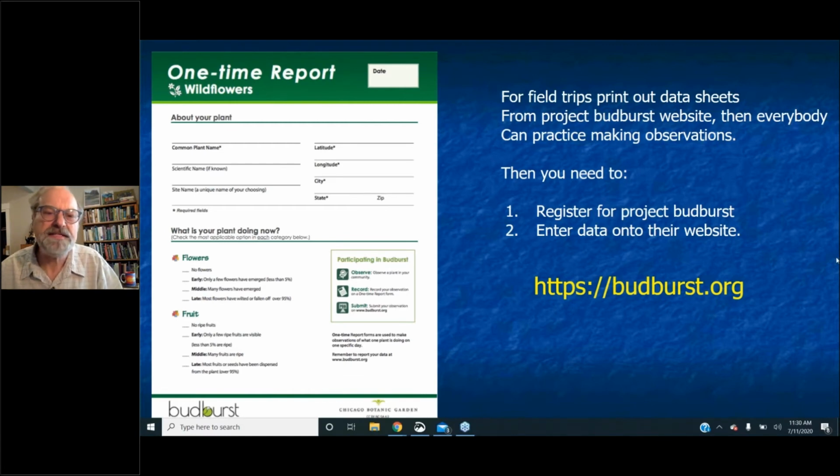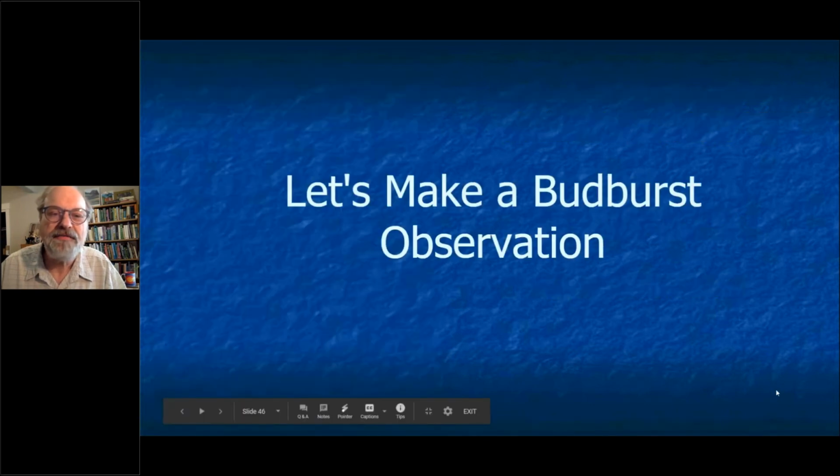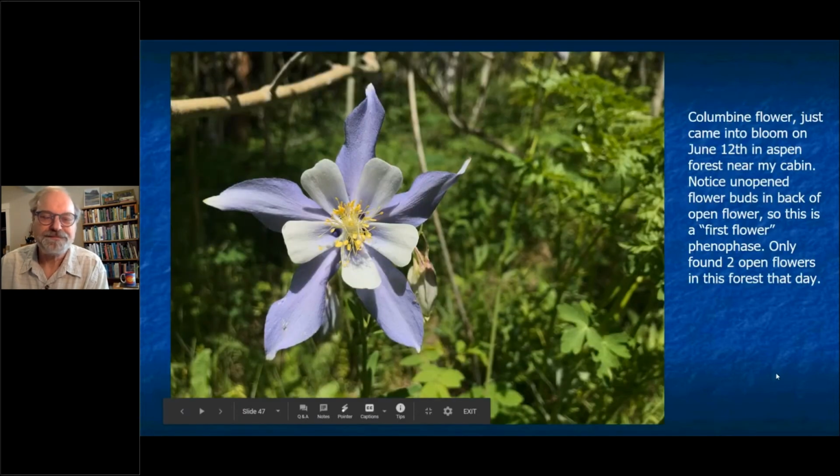So that's basically what you do with this paper form. And let's go through this in a little more detail. Next slide. Okay, so let's make an observation.